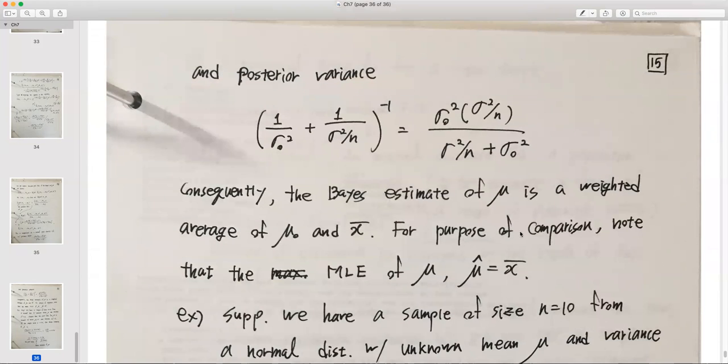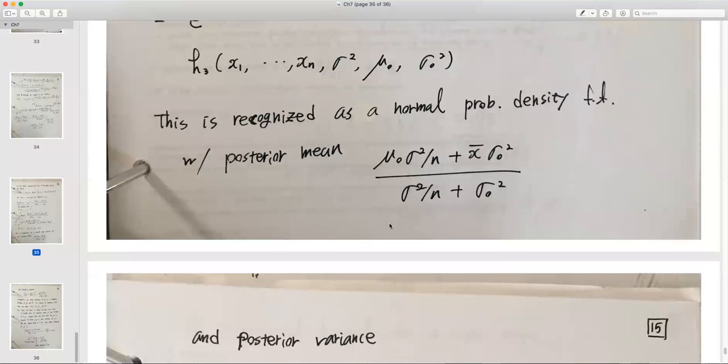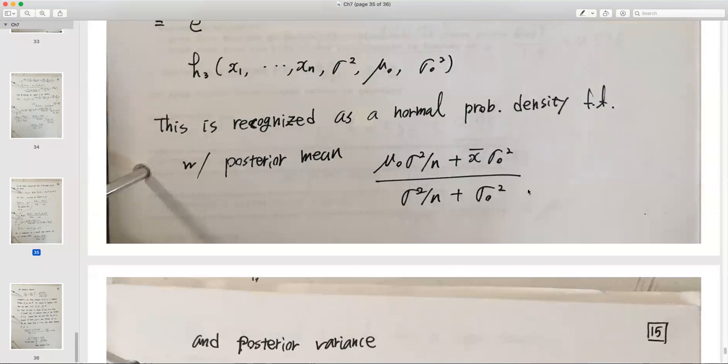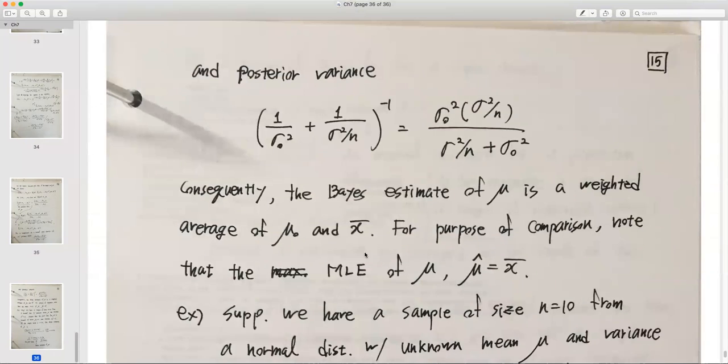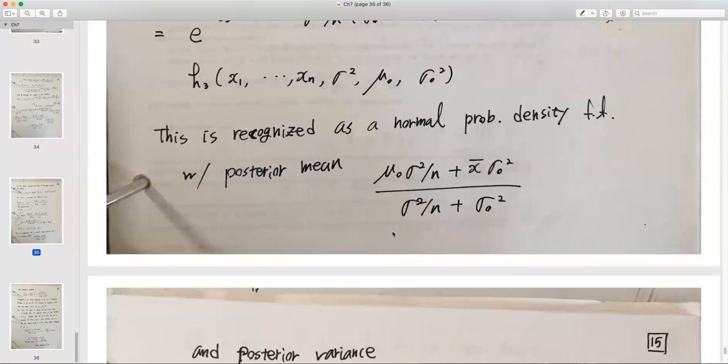For purposes of comparison, note that the MLE of mu is x bar. You see the posterior mean right here. The maximum likelihood estimator of mu was x bar, but for the Bayesian estimator we got this. So it's a little bit weighted, right?